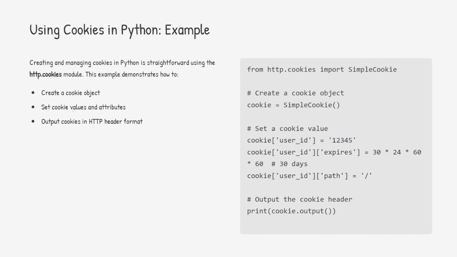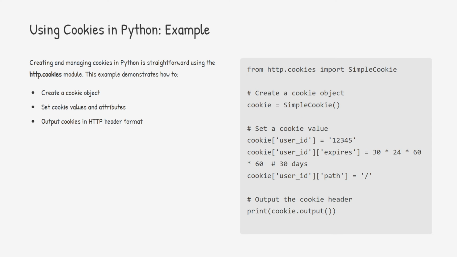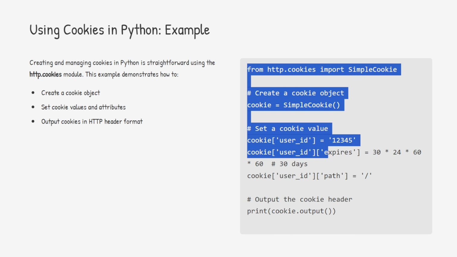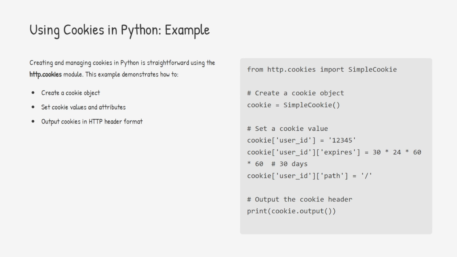Here's a quick demonstration example of how cookies are implemented inside of Python. You can see it right here. You can take your time, pause the video, open your VS Code, type this out, and check how it actually works. Creating and managing cookies in Python is fairly straightforward using the http.cookies module, and this example on my right-hand side demonstrates how to create a cookie object, set the cookie value and attributes, and output cookies in HTTP header format.